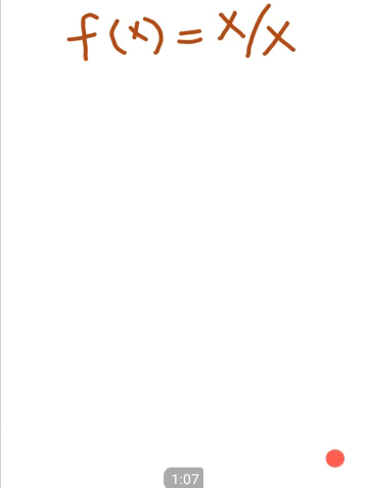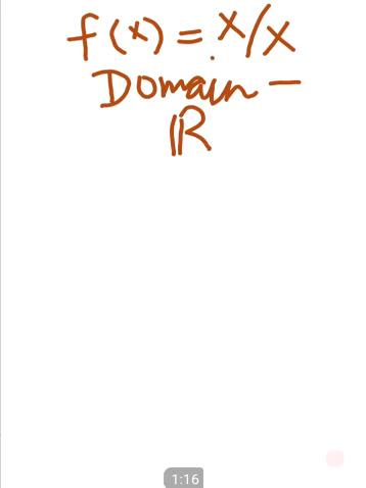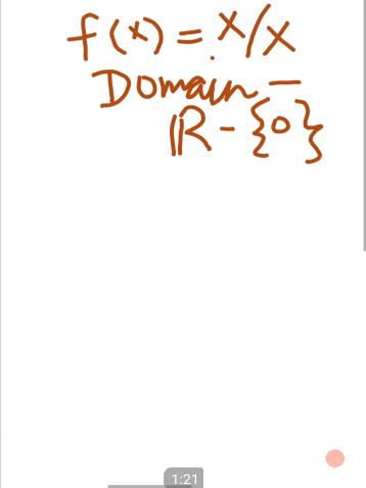I write this again in a smaller font. f of x is x by x. And remember, if you know about domain and range, the domain of this function is all reals minus 0. That means that the values that x can take is not any value, that is not all reals, but except 0. That is, it can't take 0 in, but any other value it can take.